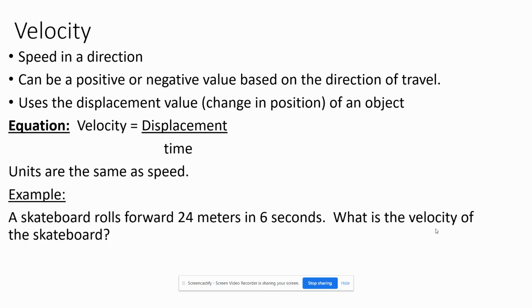So let's do an example. A skateboard rolls forward 24 meters in 6 seconds. So this is an example where I only gave you one distance of 24 meters because it was forward. It didn't come back. It didn't change direction. So it rolls 24 meters in 6 seconds. Write it down so we can solve. And what is the velocity of the skateboard? So they're asking for velocity. This is going to be solved exactly like our speed one, because we are actually not changing direction.